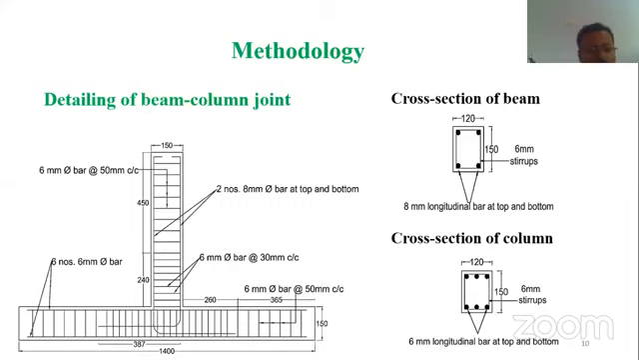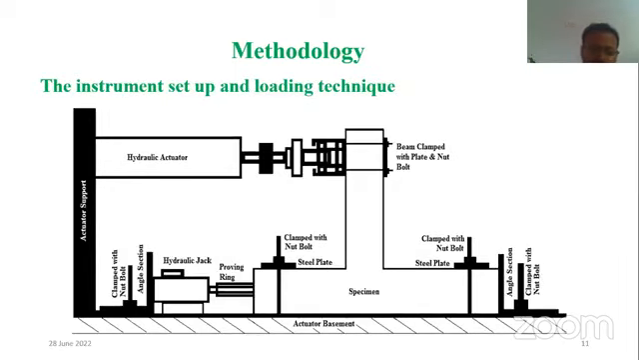We can see the columns are reinforced with 6 numbers of 6 mm bar, and the beam is reinforced with 2 numbers of 8 mm bar at top and bottom. The dimensions of the beam and column are also shown in the figure. Next, the cross section we can see here. The beam is designed as 120 by 150 with 6 mm stirrups, and the column is also maintained at the same dimension, 120 by 150, with 6 mm stirrups. The instrument setup and the loading techniques are shown in this figure.